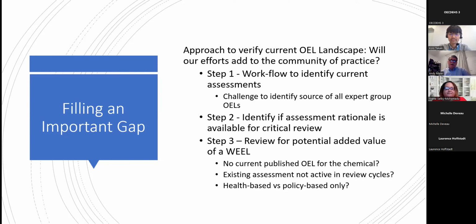And some questions we ask ourselves are, well, making sure there's no current published OEL for the chemical, verifying if an existing assessment is not actively in review. So there might be an OEL, but it's not being actively reviewed. Or there might be some OELs that are policy-based, but don't have the same constituency or the same underpinning approach of developing a health-based OEL. So in some cases, we might develop an OEL if one exists under those 2 conditions. I will say that we get asked to develop OELs, and we do turn them away if there's existing authoritative OELs by other bodies.